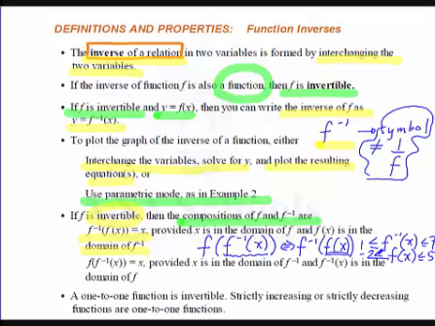And lastly, a one-to-one function is invertible. I have always emphasized this. A one-to-one function is invertible. Strictly increasing or strictly decreasing functions are one-to-one functions. So this ends our discussion and lecture for inverse of functions, lesson 1-5.